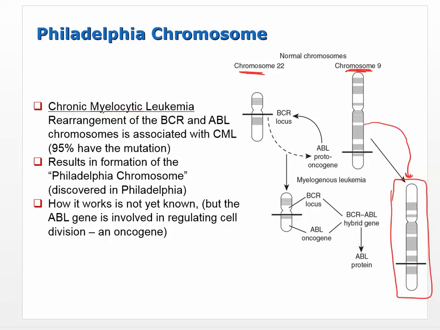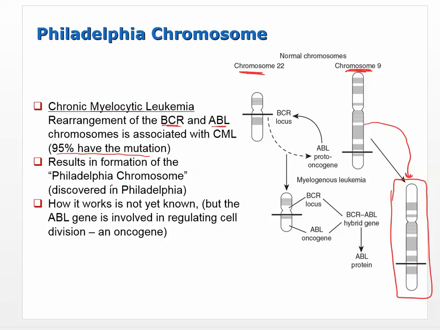Okay, so again, it's CML, chronic myelocytic leukemia. It's rearrangement of this BCR gene and the ABL gene. And 95% of people with CML have the mutation. Okay, so that's carefully worded. It doesn't mean that 95% of the people with the mutation will get CML. I don't know that that's actually known. But when you look at people with CML, 95% of them have the mutation. Okay, so that's your indicator right there.